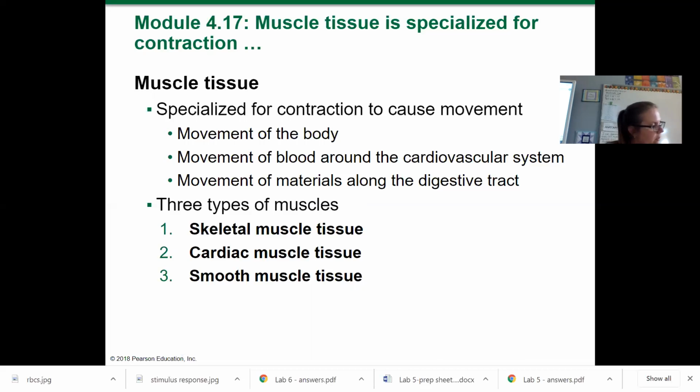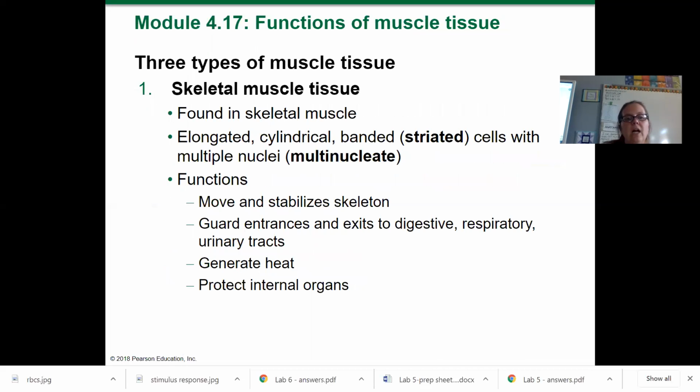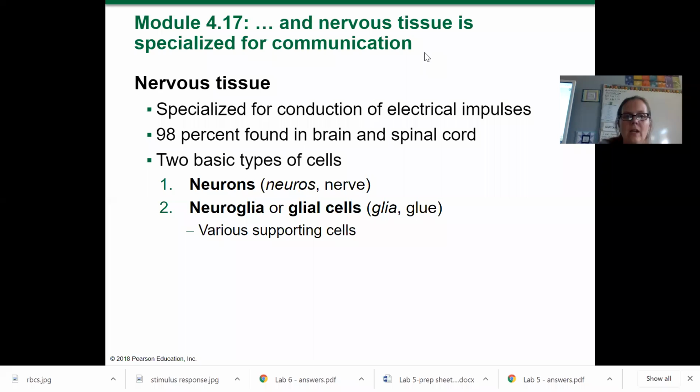This just kind of restates that information. I am on page 172. What you're going to do now is you're going to take a pause and you're going to look at the 3 types of muscles, and you're going to fill in your graphic organizer of those 3 types, and I will meet you back at nervous.